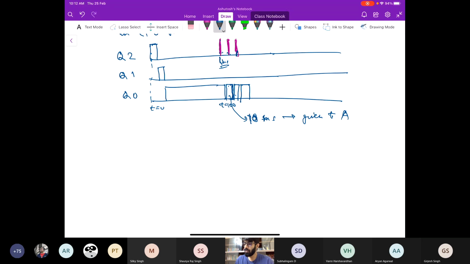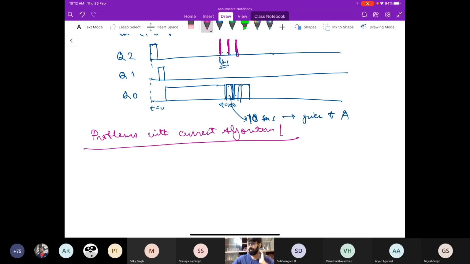Okay, good. So, all right. So this is the basic mechanism. But let's think about some problems with this. Anyone?